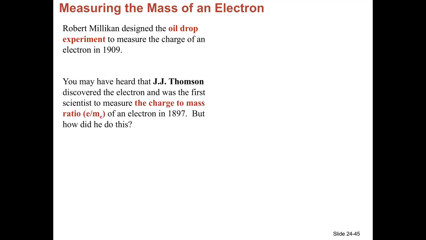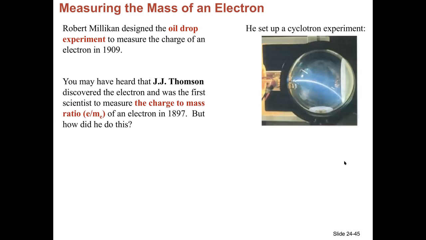You may have also heard that J.J. Thomson discovered the electron, but in particular, quantitatively, what he did is he measured the ratio of the charge to mass, so the charge divided by the mass. And he did that by actually setting up this cyclotron motion experiment. This is a more modern picture of such an experiment.